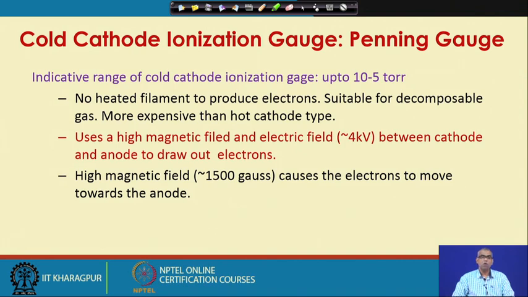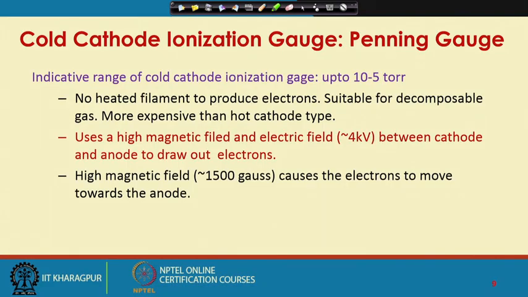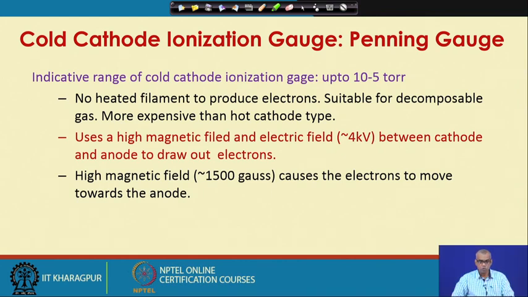In case of hot cathode ionization gauge, we heat up the cathode to draw out the electrons, and it passes through a high potential difference. In case of cold cathode ionization gauge, I have the high potential difference, but I superimpose a high magnetic field. The electric potential is about 4 kV and the magnetic field that is superimposed has a strength of 1500 Gauss. So, high magnetic field causes the electrons to move towards the anode.